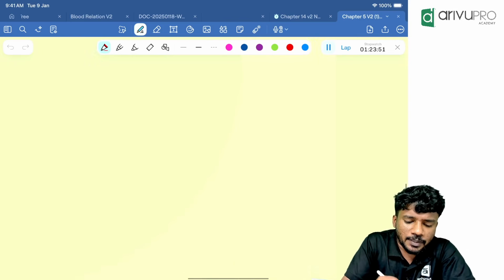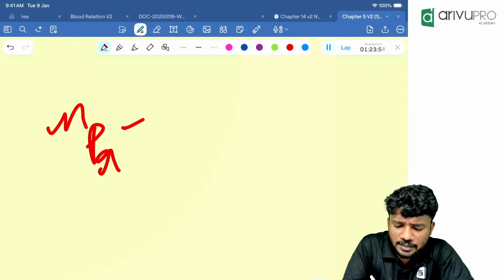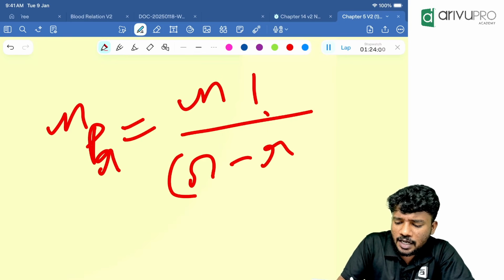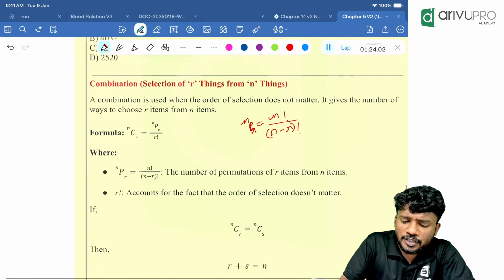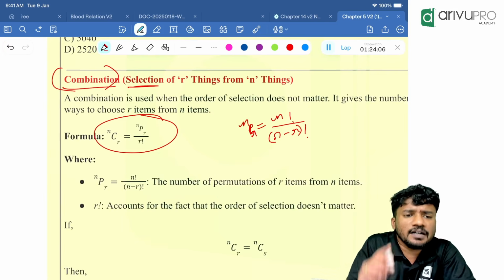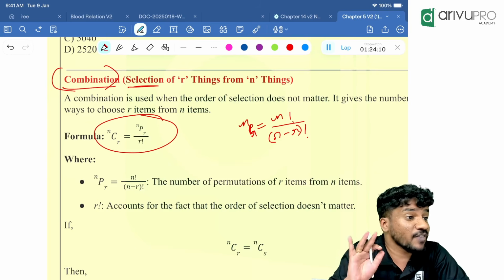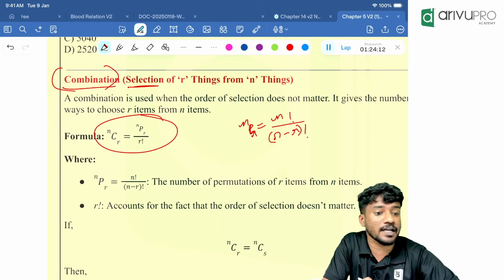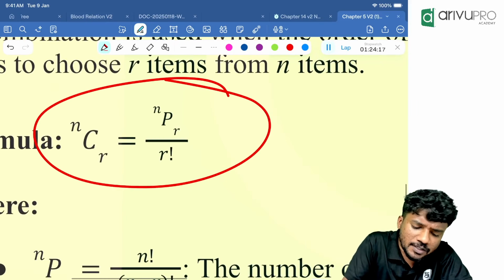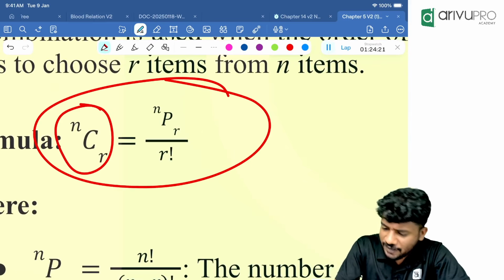Now, we already studied permutation. The permutation formula was nPr is equal to n factorial divided by (n minus r) factorial. Now we are going to talk about combination. When are we talking about combination? Whenever selection is involved, we are talking about combination. Whenever arrangement is involved, we are talking about permutation. For combination, nCr is equal to nPr divided by r factorial.